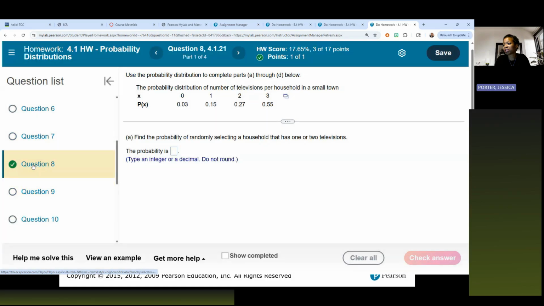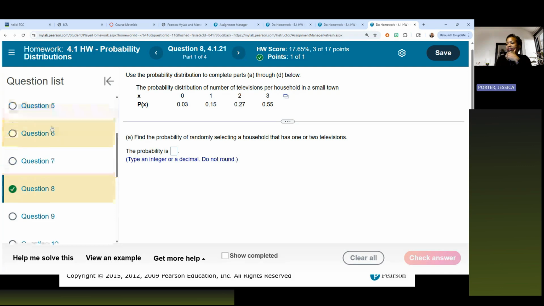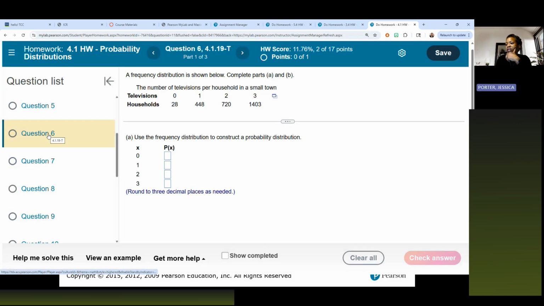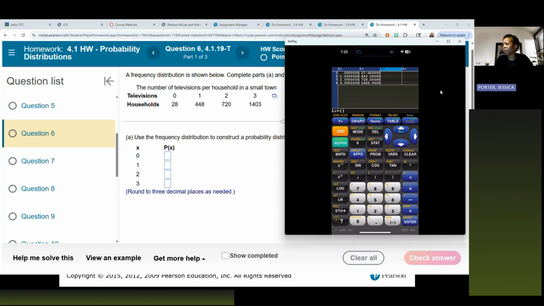Let's go back to that question. What I want to do is go back, was it question 6? We didn't work this one. I know there are some people that have the TI calculator, and you can find the probabilities of these in the TI calculator, and I'm going to show you how to do that.